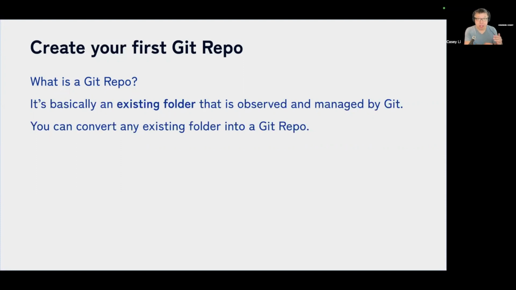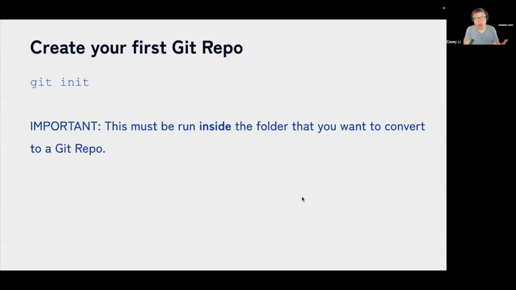In fact, you can turn any existing folder on your computer into a Git repo. So how do you do that? To convert any folder on your computer into a Git repo, you simply navigate to that folder and type git init. Init as in initialize. Just a note, you have to be inside the folder itself that you want to convert into a Git repo. But once you're inside that folder, simply type git init and then you'll be good.